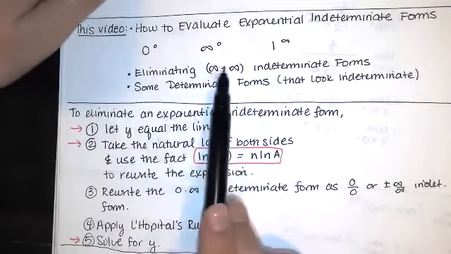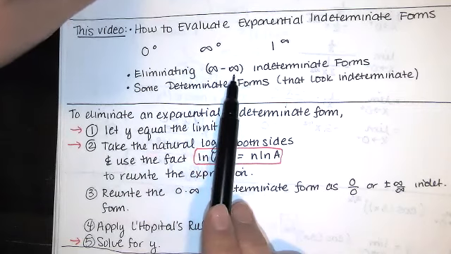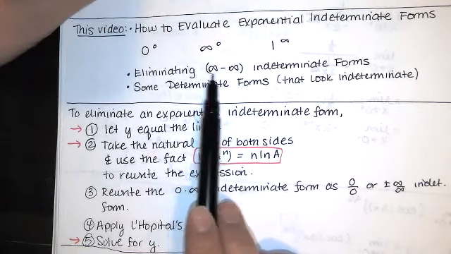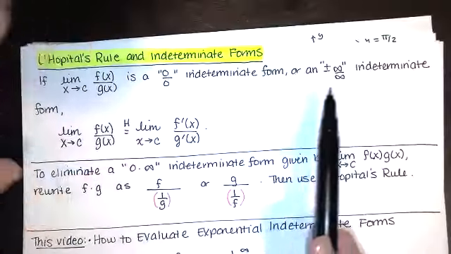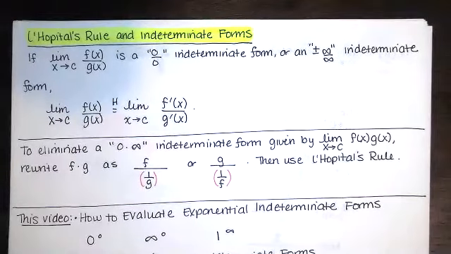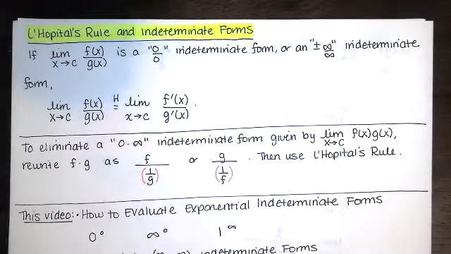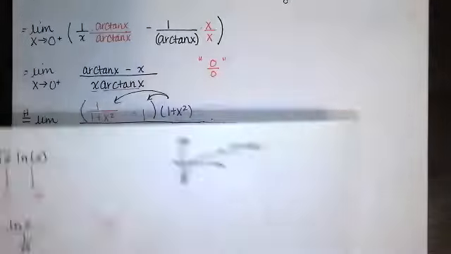And for these guys, if you're so lucky that the two functions are fractions, and most of the time we are, get a common denominator, and then the hope is that when you get a common denominator, you'll have a 0 over 0 indeterminate form or a plus or minus infinity over infinity indeterminate form. Now, I promised you we'd talk about some determinant forms that look indeterminate.